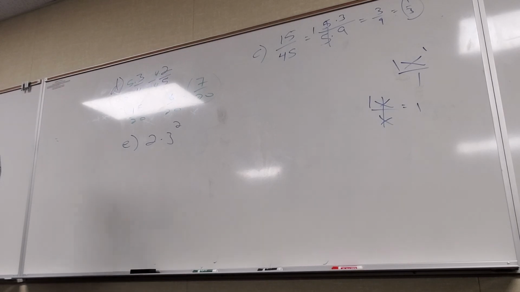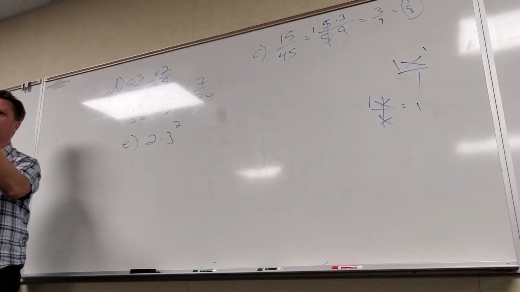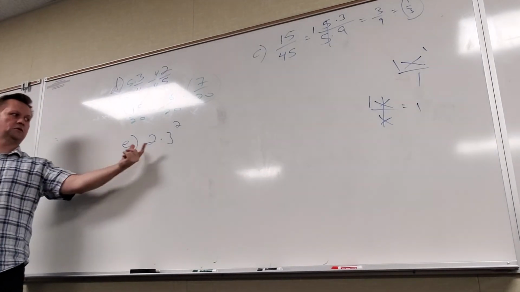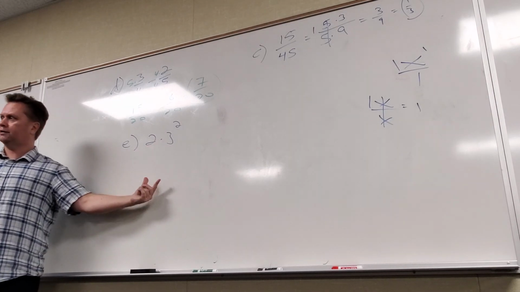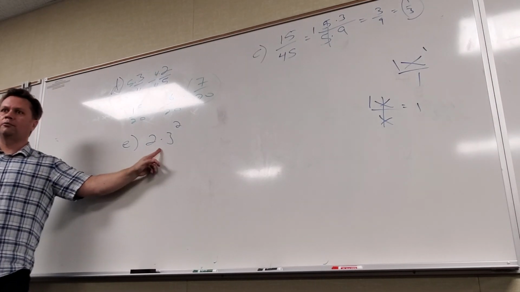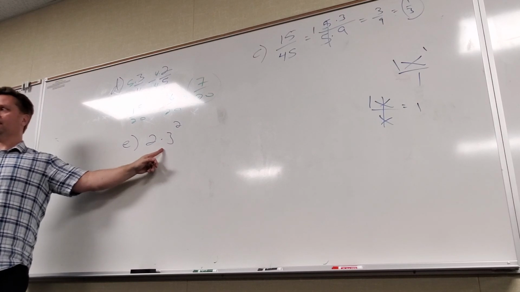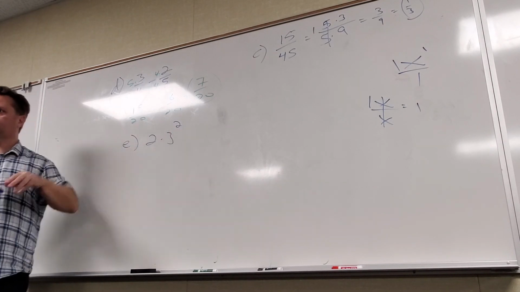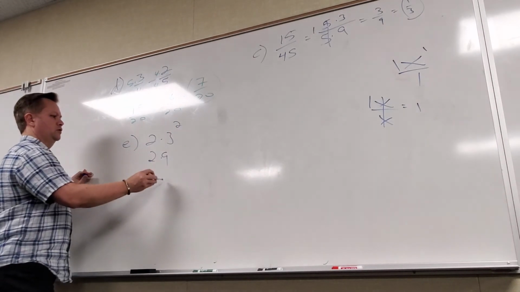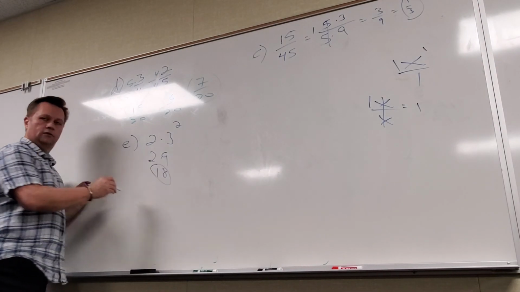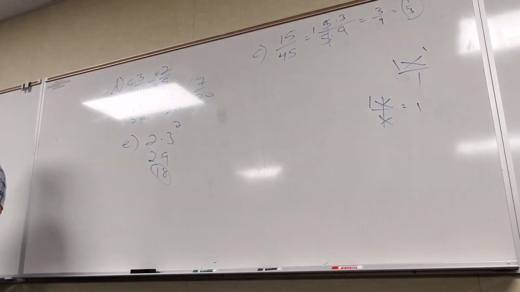Right? And of course, maybe nobody did this, which would be awesome. Because that's the biggest mistake with this, somebody writes 6 squared, 36. But what does your order of operations say to do first? Exponents. Yeah, 3 squared is 9. 2 times 9 is 18. Sweet. So if you got 18, great. If you got 36, it's bad.